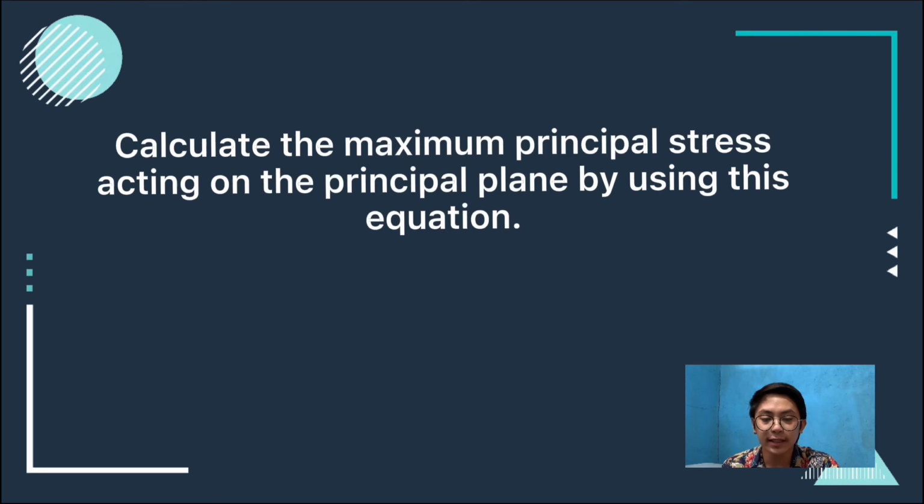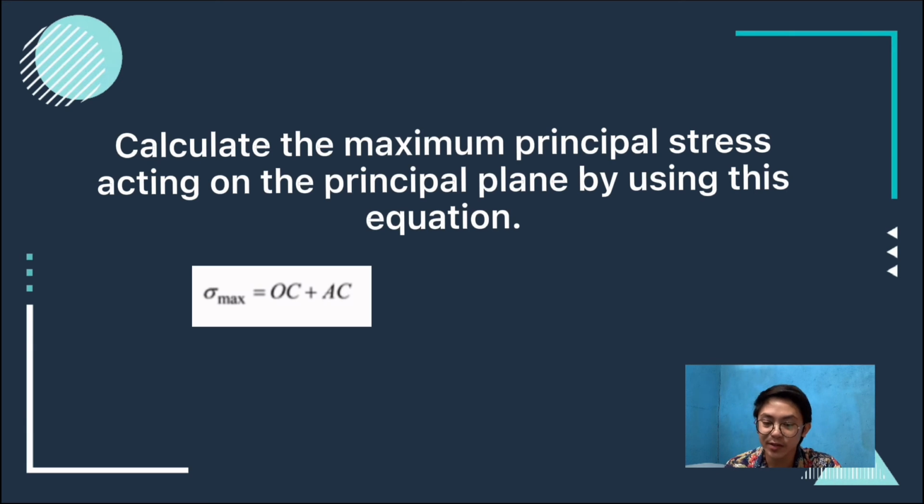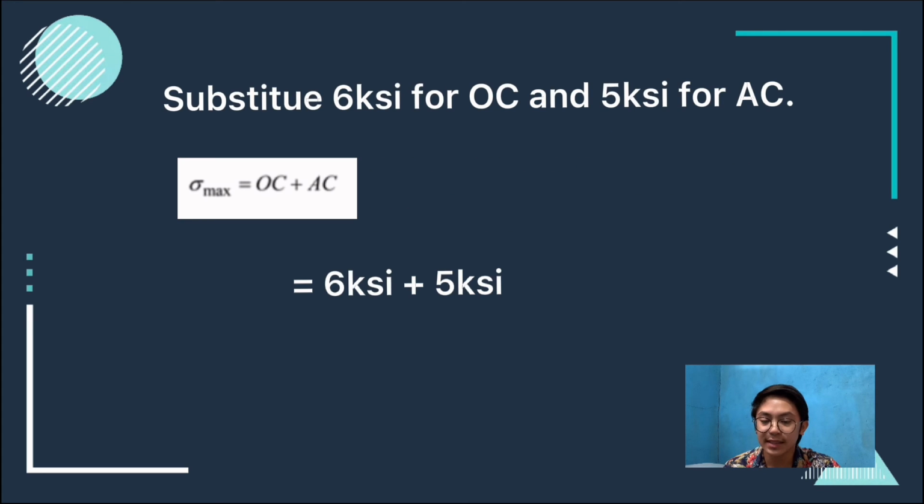We need to calculate the maximum principal stress acting on the principal plane by using this equation. So, maximum stress is equal to OC plus AC. Then, we need to substitute 6 ksi for OC and 5 ksi for AC. So, our maximum stress is equal to 11 ksi.